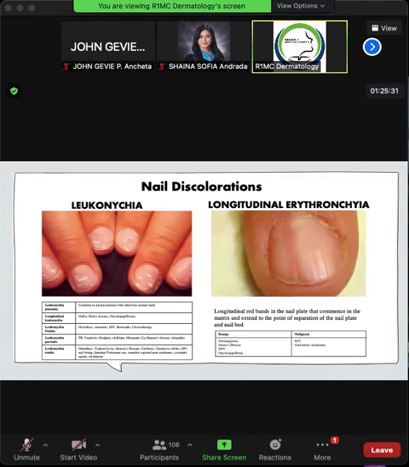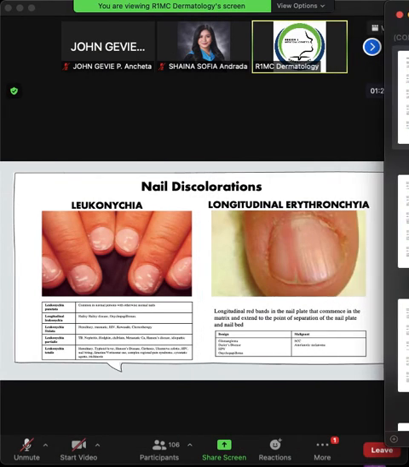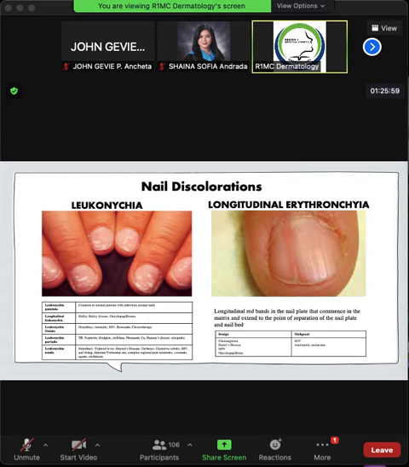So in general, your leukonychia may result from abnormal keratinization with persistence of hyaline granules. For another, there is your longitudinal erythronychia. So these are longitudinal red bands in the nail plate that commence in the matrix and extend to the point of separation of the nail plate and nail bed.